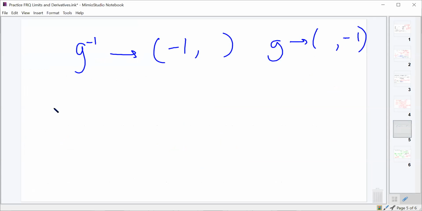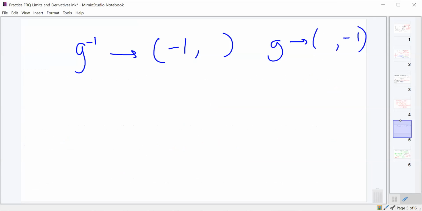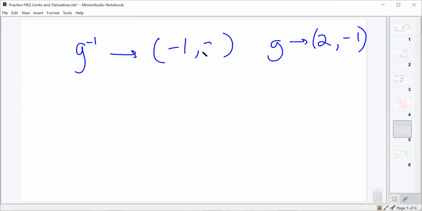Okay, and we're looking for a tangent line equation, which means we need two things. We need a point and we need a slope. Our slope is going to come from the inverse rule, and our point we'll find from this chart of values on g. If g is -1, we should be able to look at the chart and say, when does g equal -1? Well, that's when x is 2, right? g is -1 when x is 2. Everybody agree with that? Yeah. So we now know those two points.